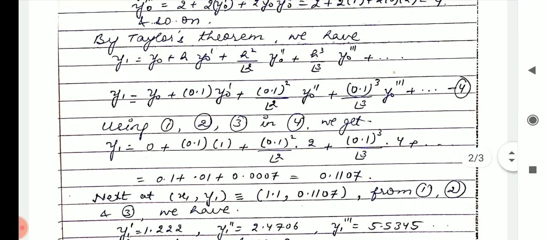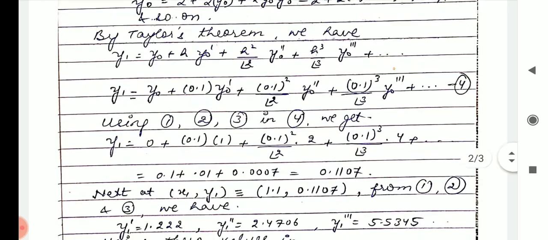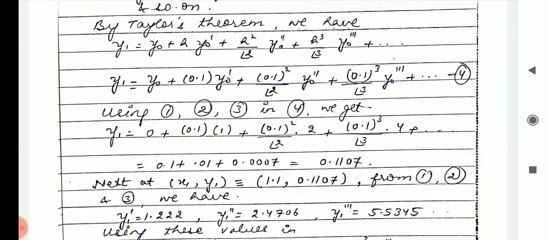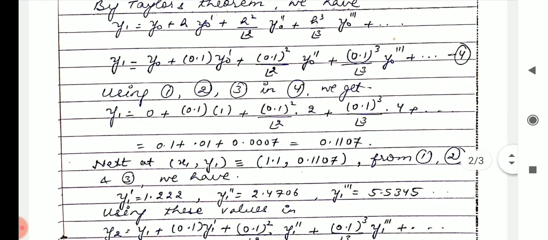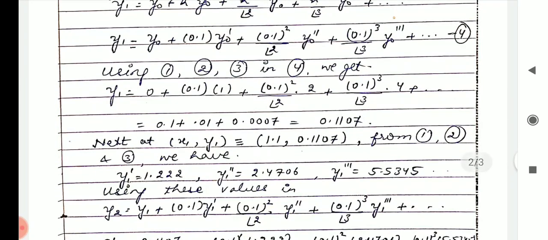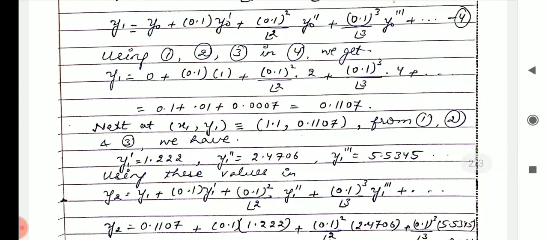By Taylor's theorem we have y1 is equal to y naught plus h y naught dash plus h square upon factorial 2 y naught double dash and so on. We have substituted the value of h as 0.1 and the values of the first, second and third derivative at x naught comma y naught. So the value of y1 is 0.1107.